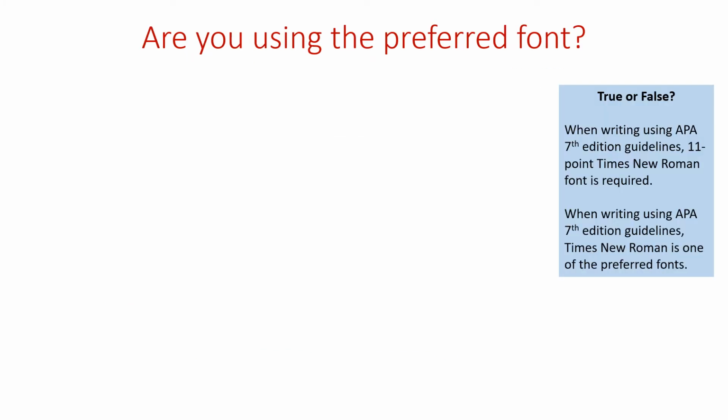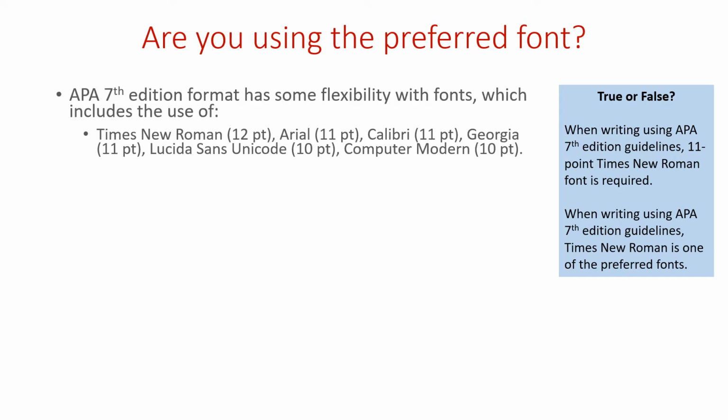Issue number 1. Are you using the preferred font for APA 7th? Okay, so this one is so easy to get right. Just use Times New Roman 12 point. Okay, so in 7th edition, there is more flexibility with fonts than there has been in previous editions. You can see a list of acceptable fonts there. Times New Roman 12 point, not 11 point, Arial 11 point, not 12 point, and then some other ones, Calibri and so forth. But generally, Times New Roman and Arial are the preferred ones.